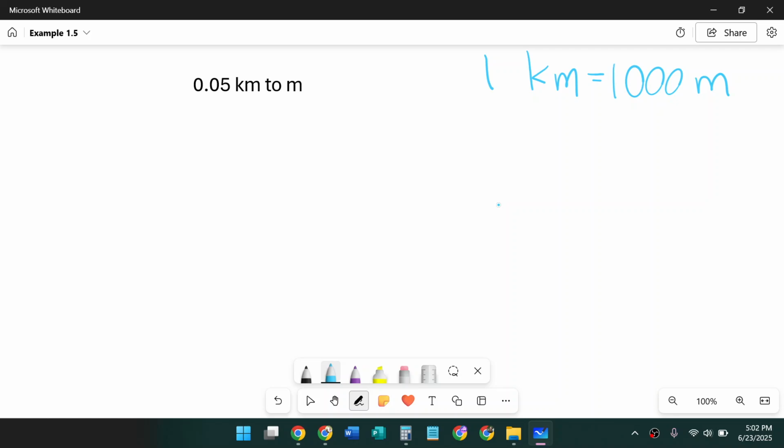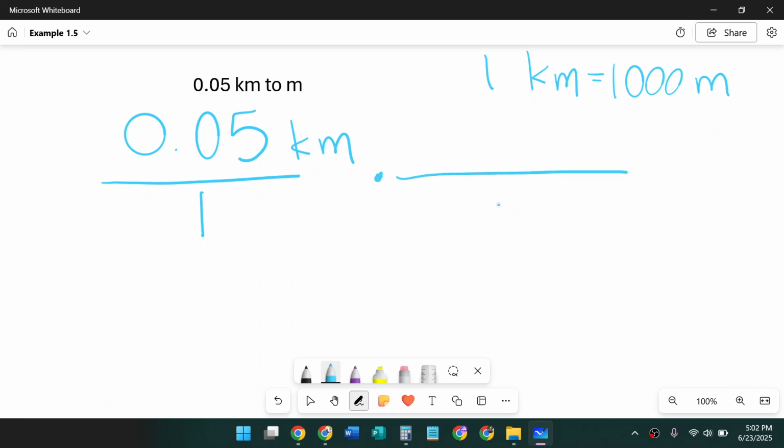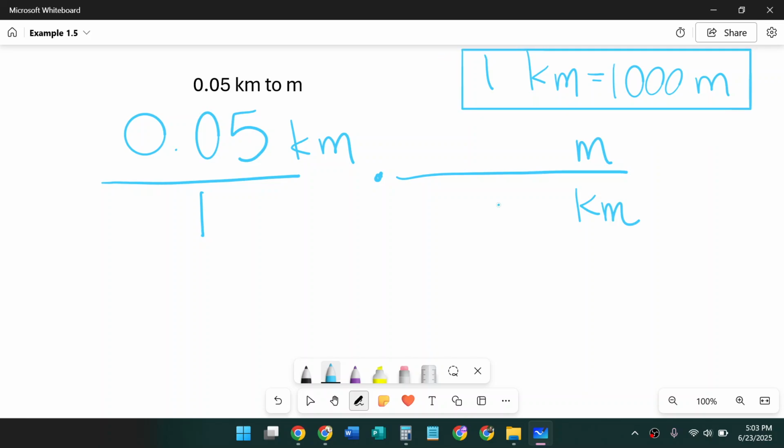So we're going to use that as our conversion factor, and we're going to start again just like we have in other conversion problems. Microsoft Whiteboard thinks I'm drawing ovals and circles, so it keeps editing my zeros. So we're going to start by writing 0.05 kilometers as a fraction, and then we're going to use a conversion fraction by putting kilometers on the bottom because we want them to cancel and meters on the top. I like to write my conversion somewhere on the page. That way I don't get confused when I start to write my conversion fraction. So the 1 goes with the kilometers and the 1,000 goes with the meters.